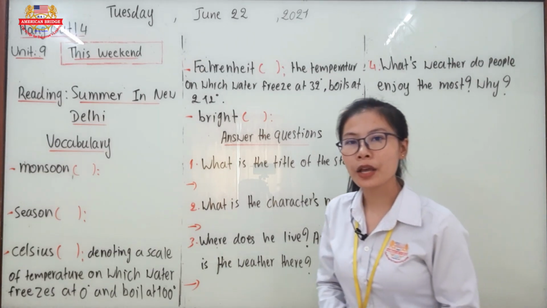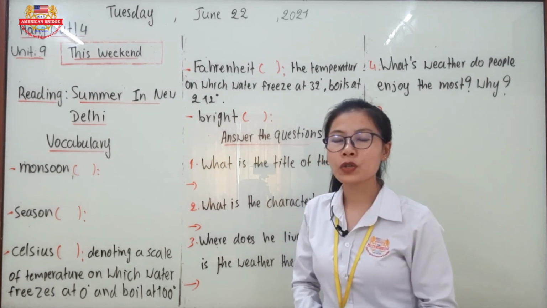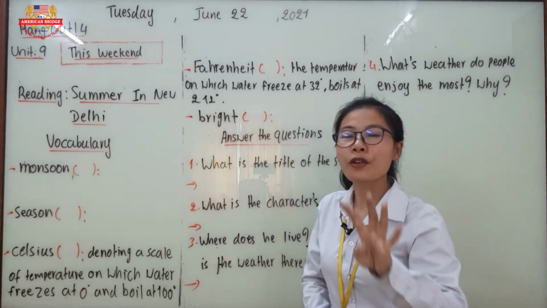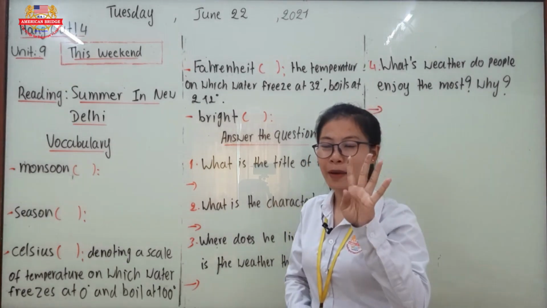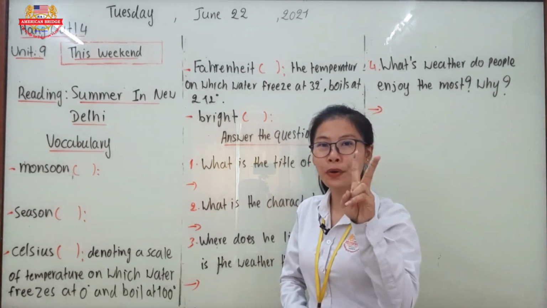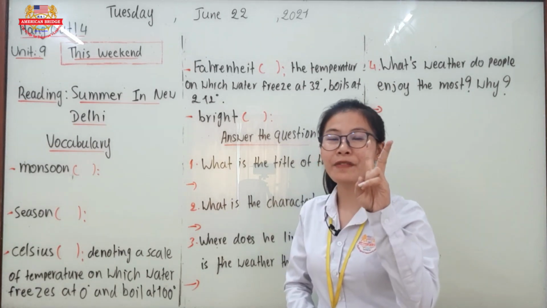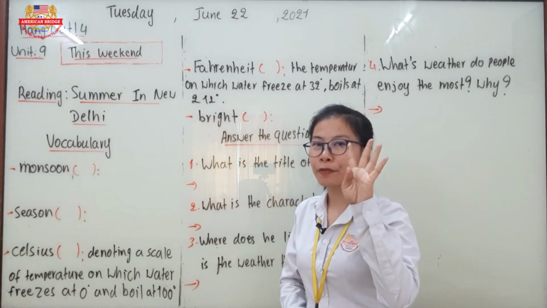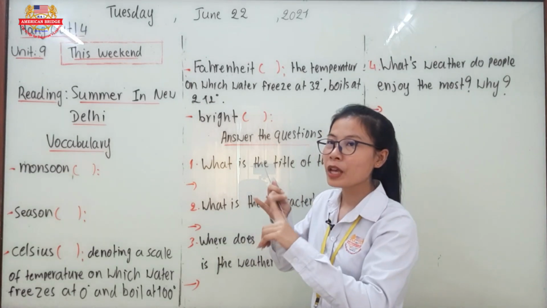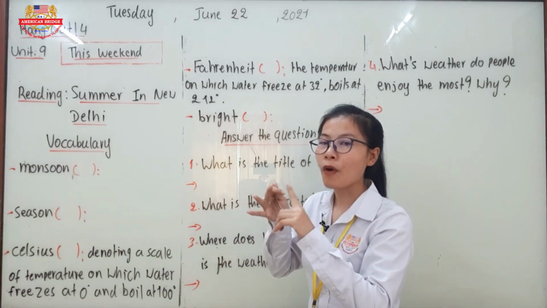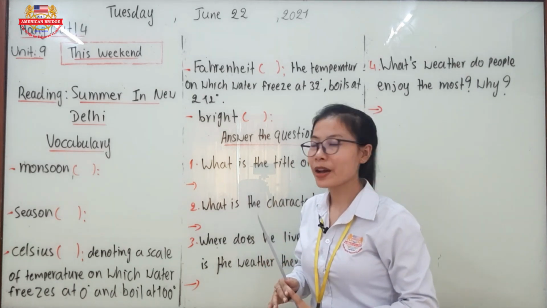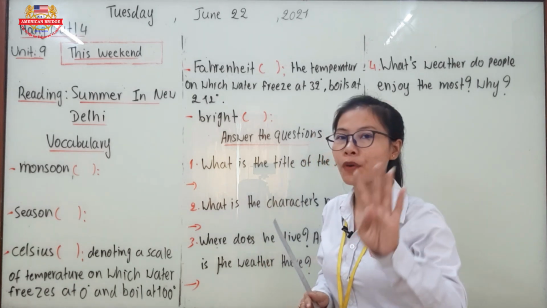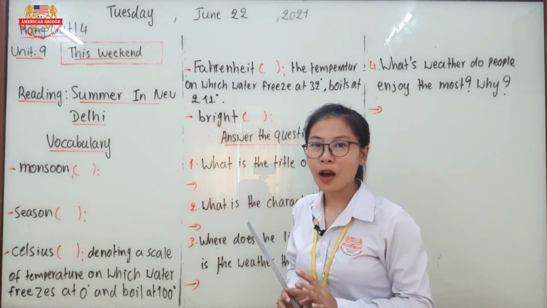Season, we refer to what? We refer to the 4 divisions that we have every year. In Cambodia, we have only 2 seasons, or we can say 2 divisions. But in another country, they have 4 divisions: summer, spring, fall, and winter, right? All right. So again, season we refer to the 4 divisions of a year.